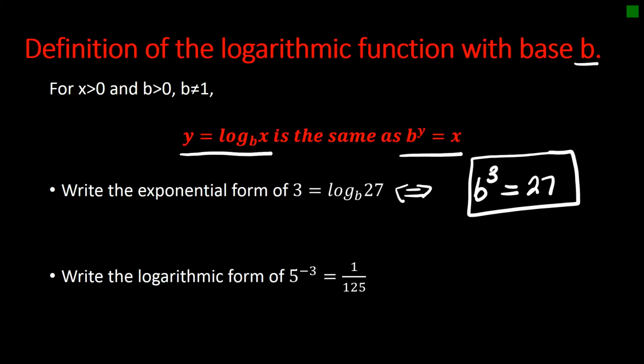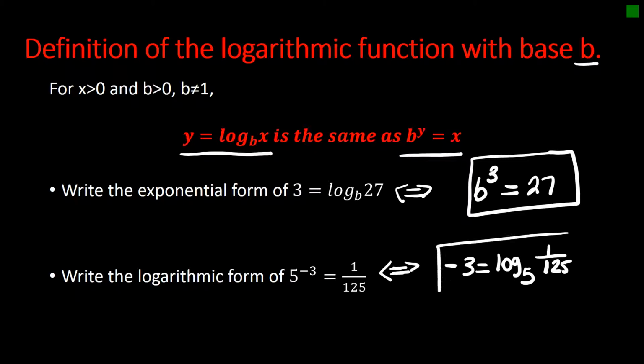In the next problem, we have 5 to the negative third power equals 1 over 125. So this is the exponential form, and we want to get to logarithmic form. So we have b to the y equals x. So here y is negative 3. Our base is 5. And our argument is 1 over 125.